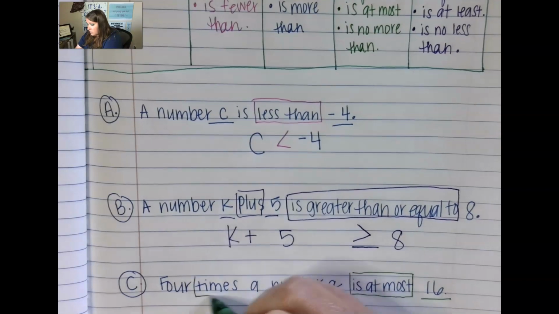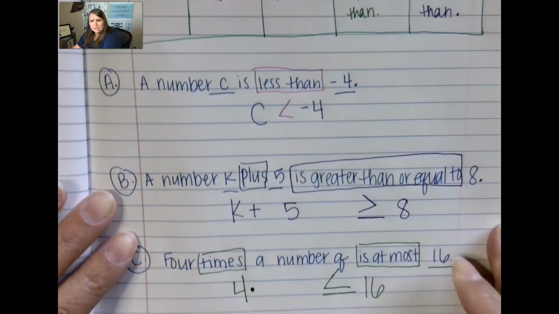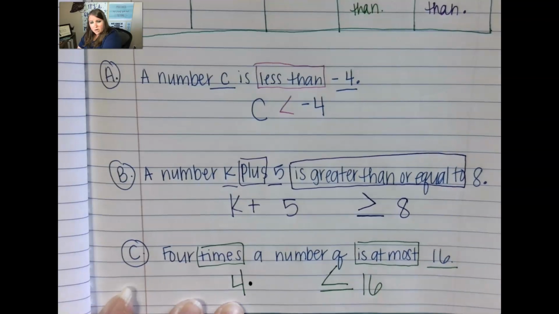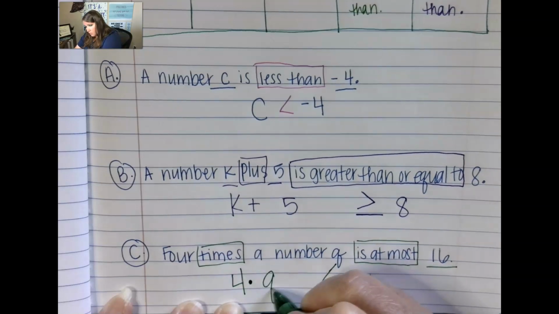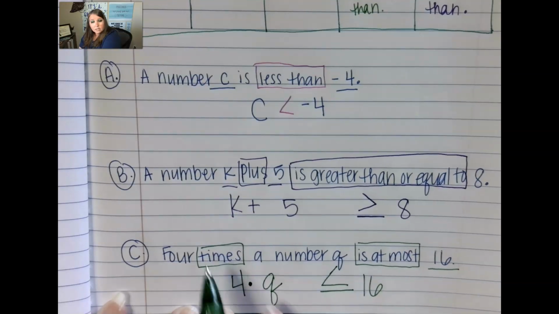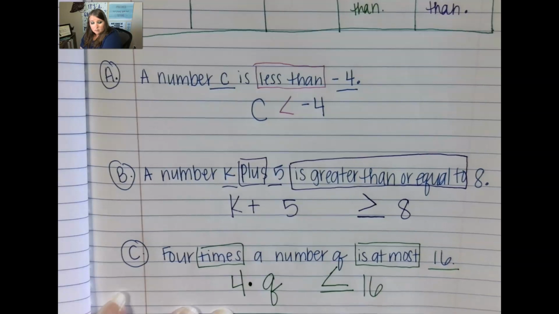4 times. We know 4 times. So we're going to use a dot. Oh, you can't see that. I'm so sorry. We're going to use a dot, or you could just put it together. 4 times Q. So 4 times Q is less than or equal to 16. We're just taking this number sentence and rewriting it using the inequality sign.